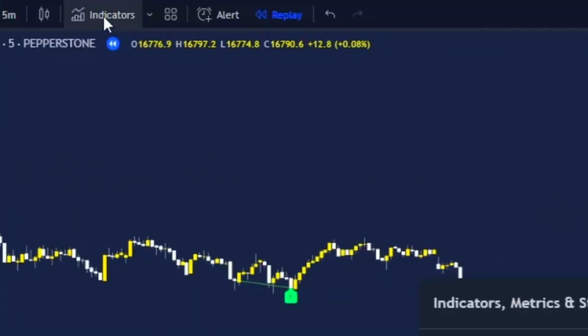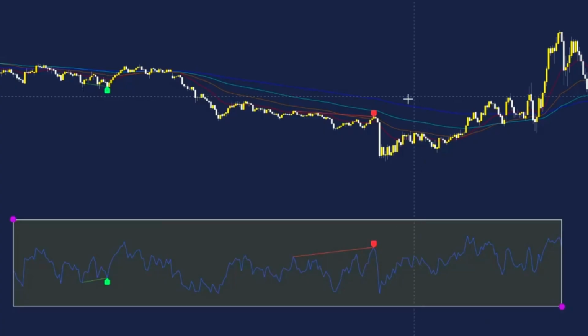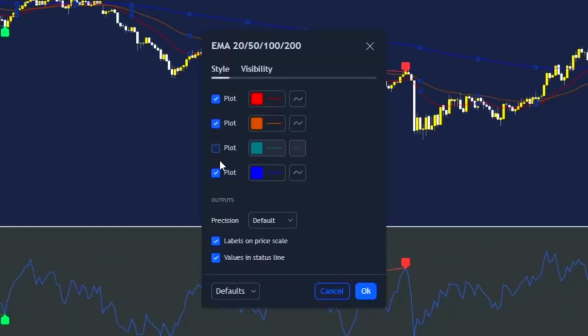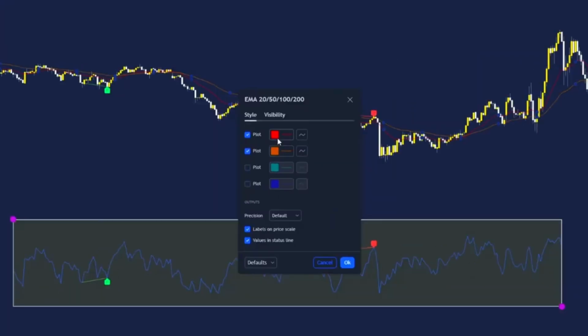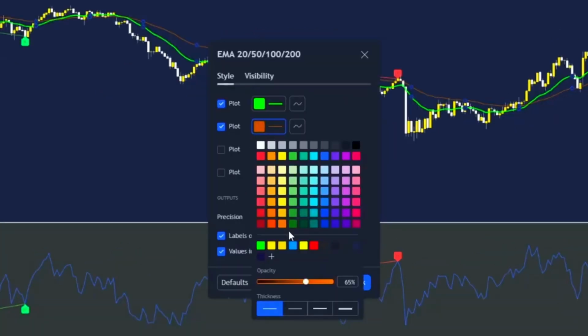Head up to the indicators section again, and this time we are going to type in 2 EMA, and we are going to add this one right here by Dr. Sweets. Because this is a smaller time frame scalping strategy, let's focus on the lower EMAs. These are exponential moving averages, and they will help you focus on trending markets with clear visual aid. I've kept the 20 EMA and the 50 EMA. You can also change the color to make it more visible.